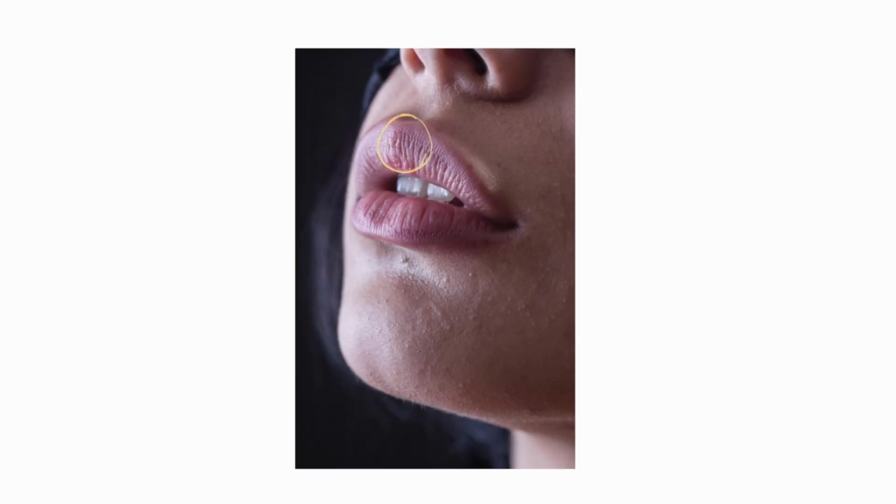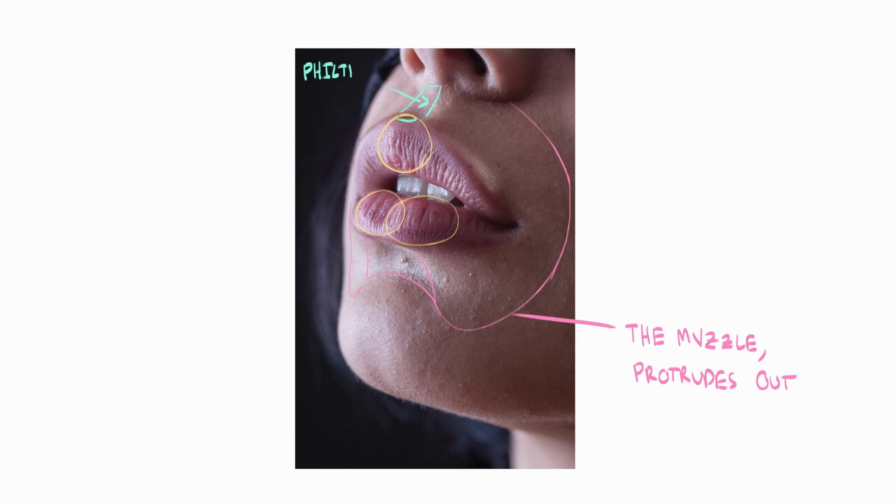Let's make some observations here. Try not to think of just the lips. Think of the surrounding area too. The muzzle, which protrudes out of the face. Above the center of the lips, we have the philtrum, which can either be deep or shallow, varies from person to person. At the corner of the mouth, we have this occlusion shadow.